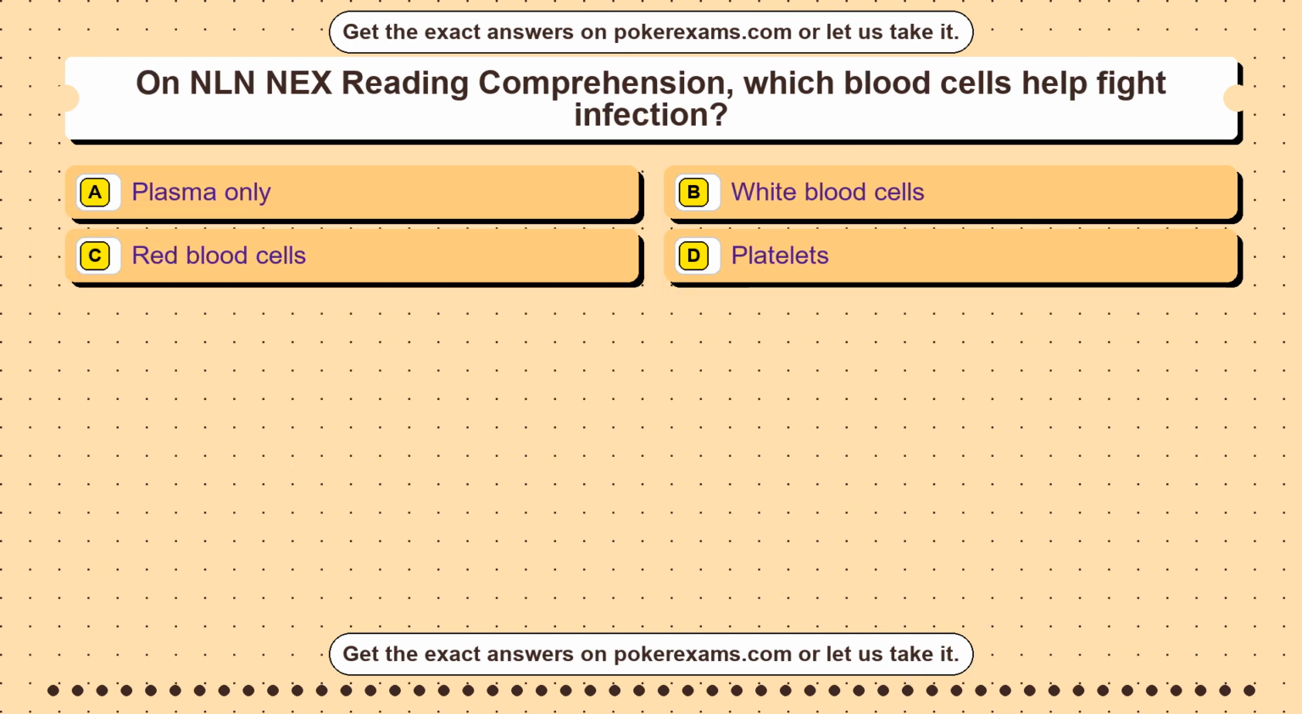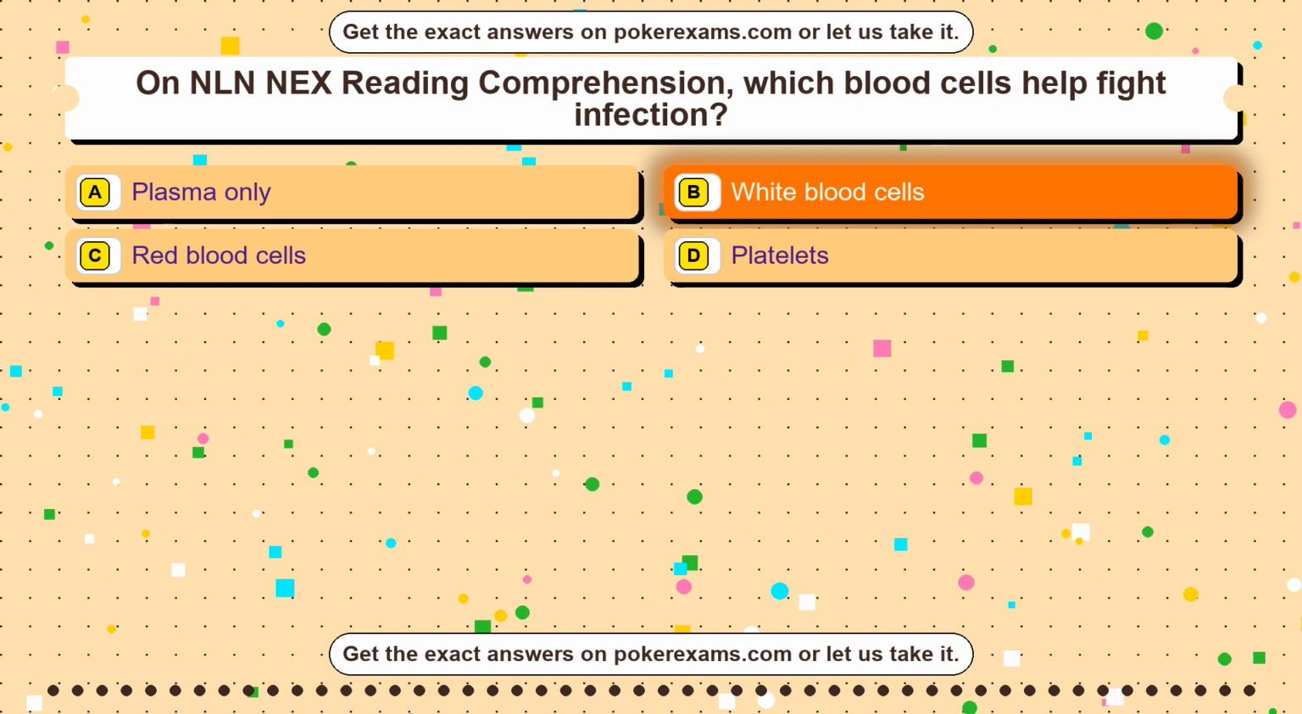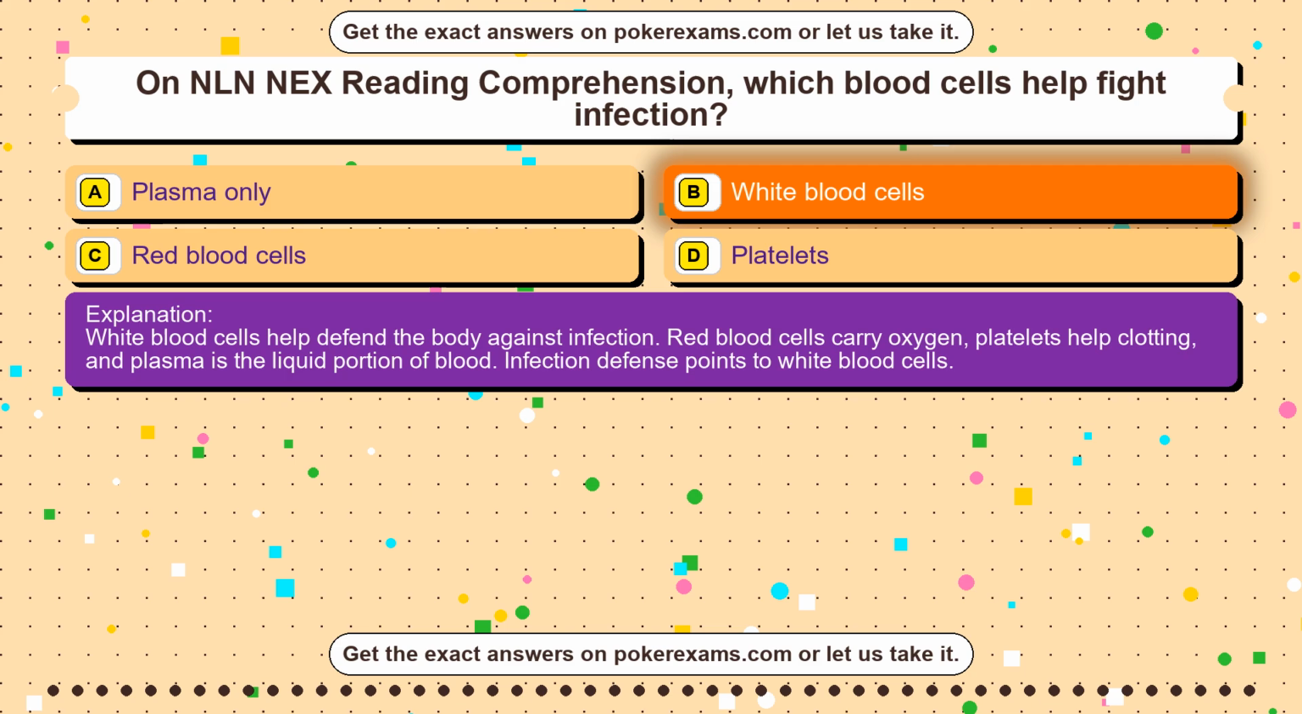Question 44. On GED probability practice, which probability equals 1 chance out of 4? Option A, 75%. Option B, 25%. Option C, 40%. Option D, 50%. The correct answer is option B. 25%. 1 out of 4 equals 1/4, or 25%. 40% is 2/5, 50% is 1/2, and 75% is 3/4. Converting fractions to percents helps compare choices.